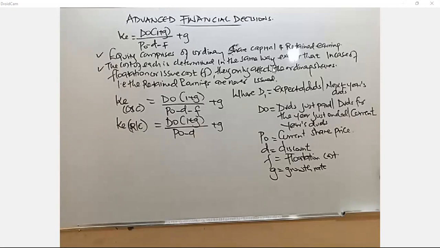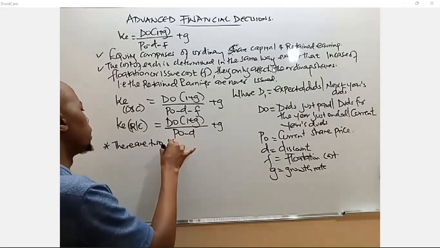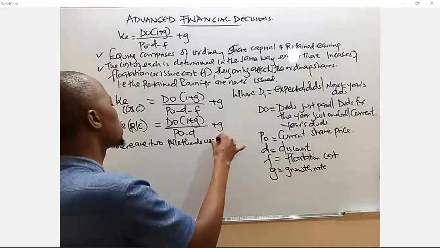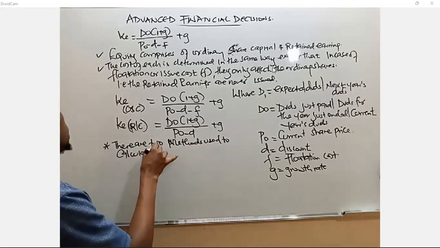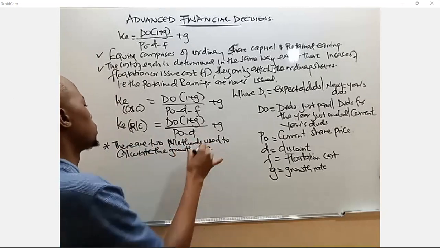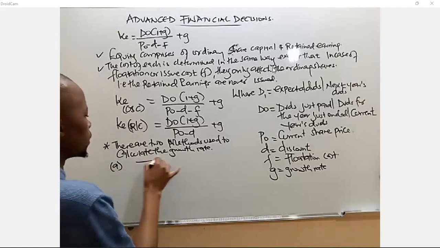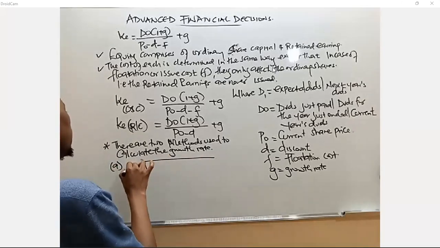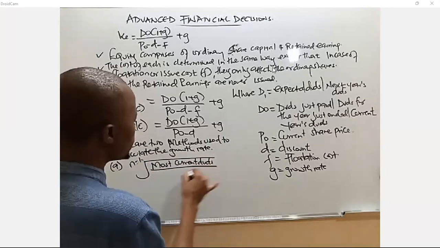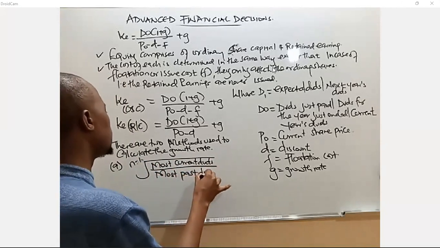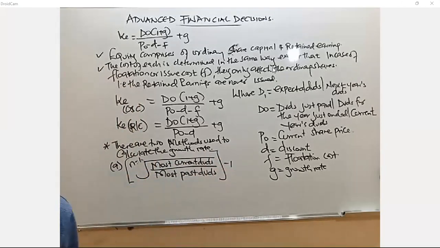There are two methods used to calculate the growth rates. One, when we are calculating our growth rate, sometimes we can use this formula: the N minus one root. We look at the most current dividends and divide by the most past dividends. After we do all these computations, we subtract one.